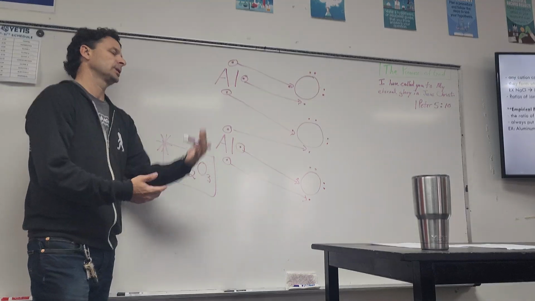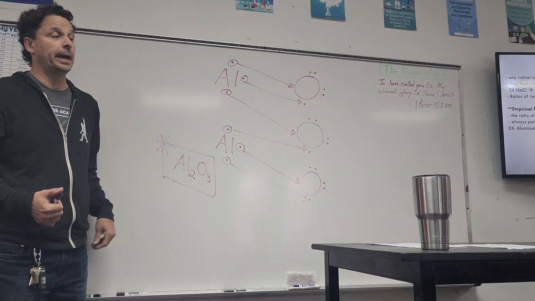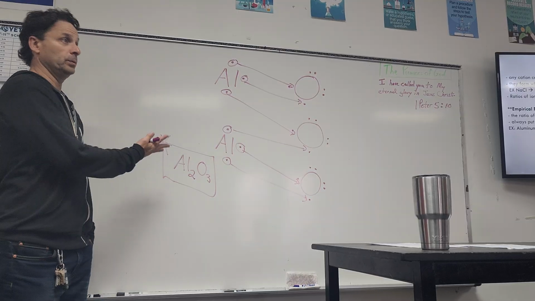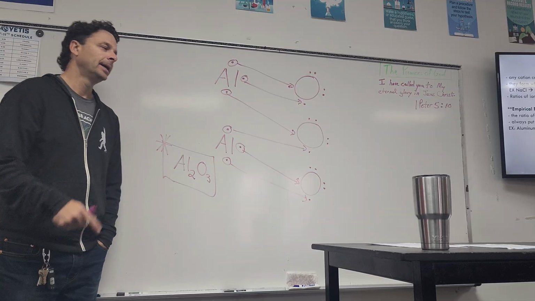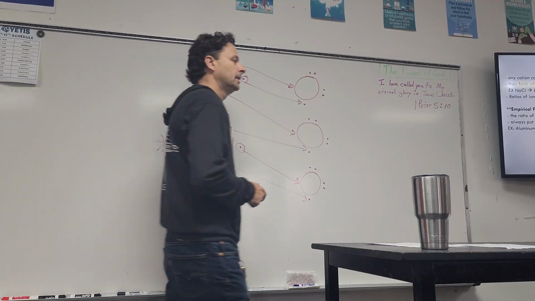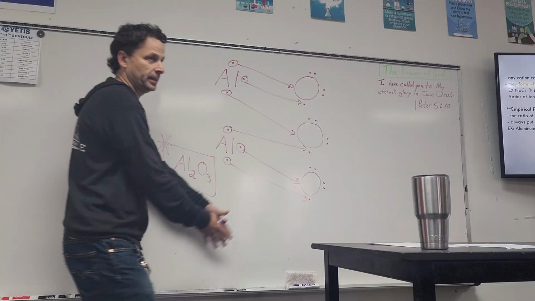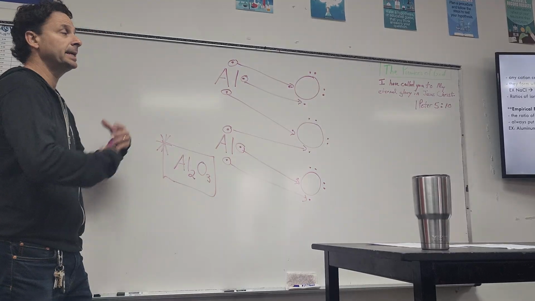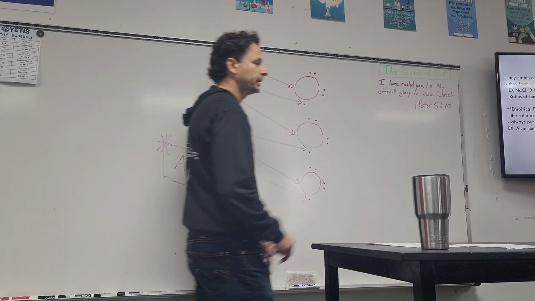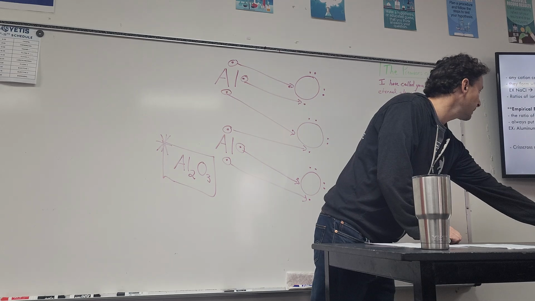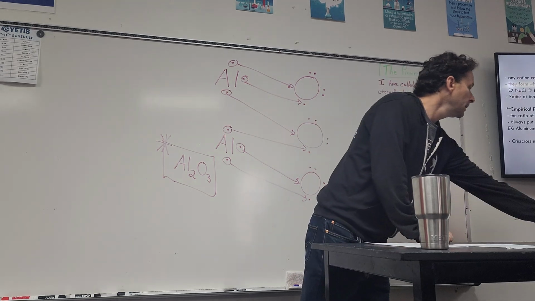Now, here's the question I'm hoping you're going to ask. Do we have to do this for everything? The answer is no. Yay! There is a way to do this, but by the way, this is the concept. This is what's going on. But there is a way to do this a lot easier. It's called the crisscross method for ionic compounds.